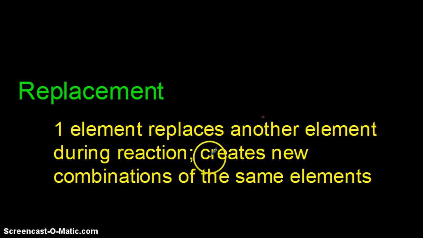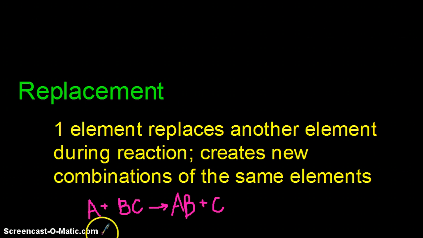And just to give you a quick example, again, we'll talk more about this later, so you can choose whether you want to write this down. If I'm using my letters, we've got A plus BC yields AB plus C. So if you look at this, you have A by itself plus the compound BC, and they react, that's what the arrow represents, and yield, now AB are bonded together and C is over by itself. So same elements, A, B, and C on both sides, but now in a different combination.